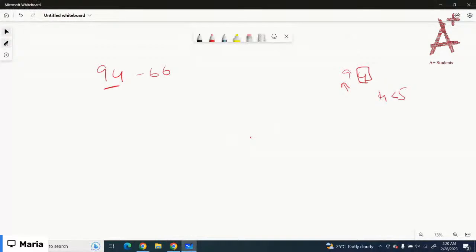That means you have to round on the same ten. Got it? 9, and replace the digit with 0. So it would be rounded to 90. Got it?